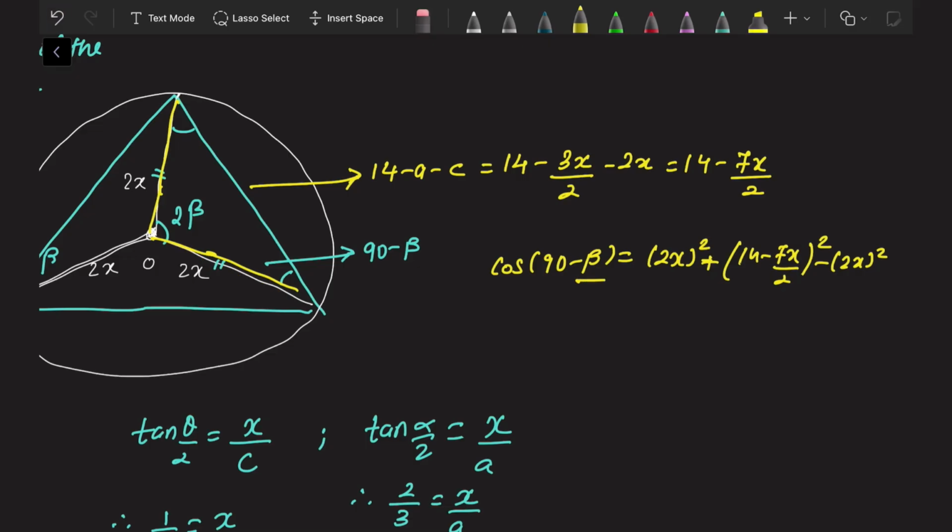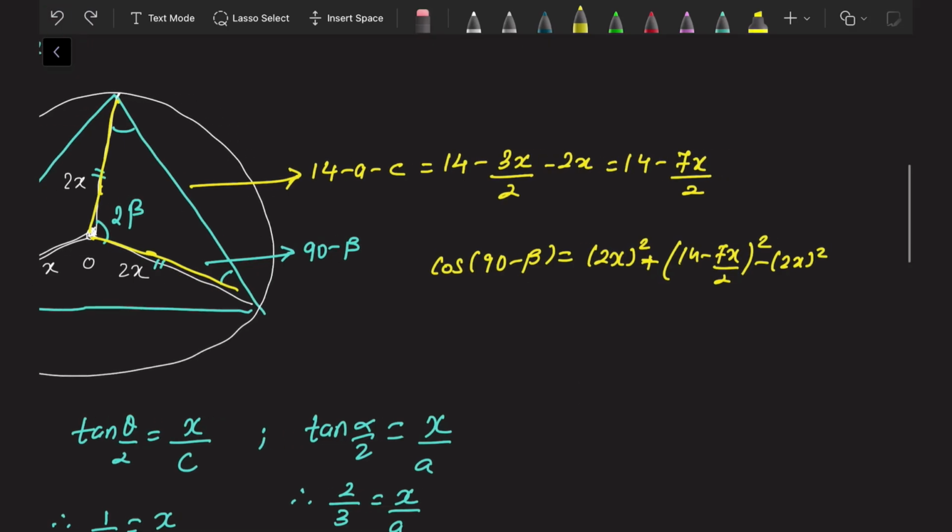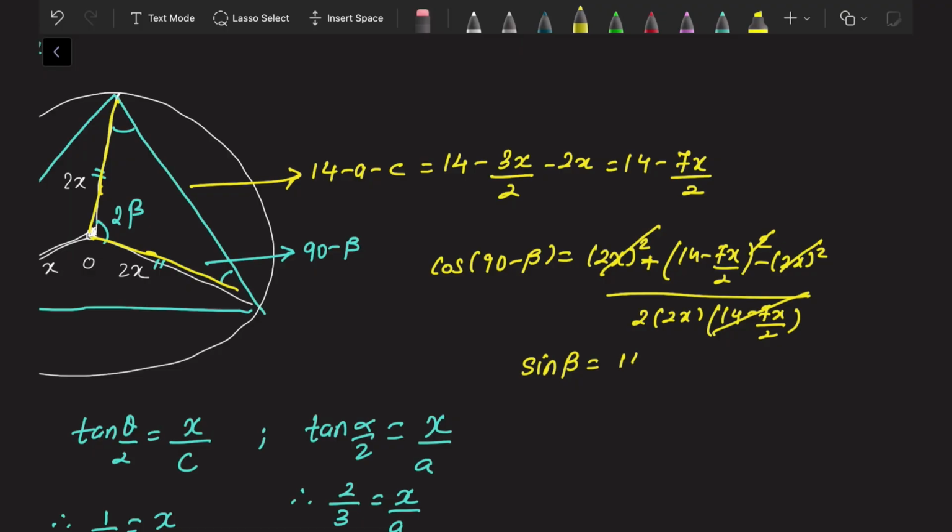First of all, we have to deal with a single beta angle, and the other thing is that these two sides are going to get cancelled out, and in the division we'll have 2 times 2x times (14 minus 7x) by 2. So finally, cos(90 minus beta) is also famous. It simply turned out to be sine beta. So sine beta has a value. Now look carefully, this square will get cancelled out with this one. (14 minus 7x) upon 2 divided by 2 into 2, 4x.